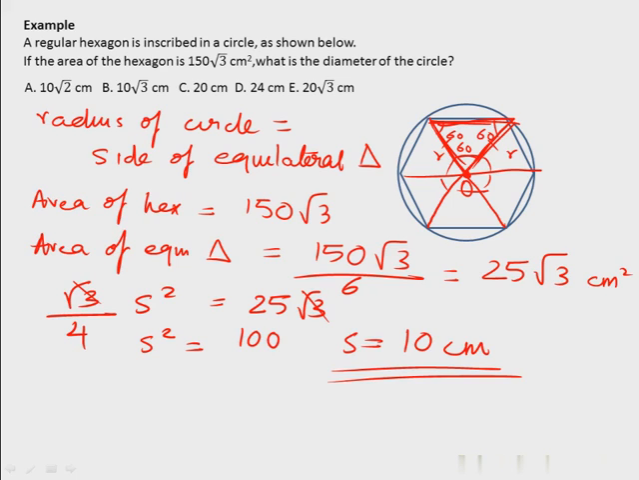What's the side of the equilateral triangle to do with the circle? The side is the radius. So this is the radius of the circle. Is that what they're asking? No. What are they asking? They're asking for the diameter. So the radius is 10. The diameter is 20. The answer is C.